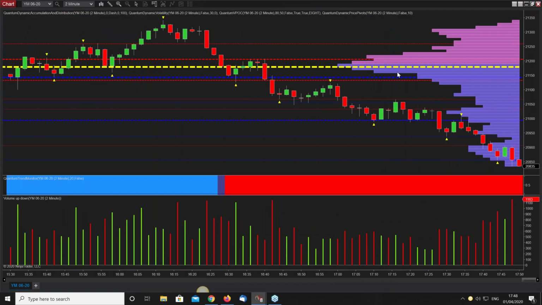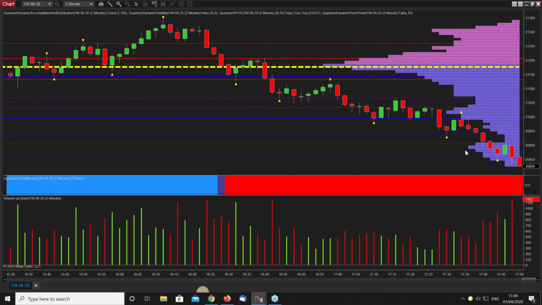Confirmed on the 2 minute, there we go. Lots of volume coming in there, a little bit of buying coming under that candle, but nothing to frighten the horses at the moment. And on down we go.